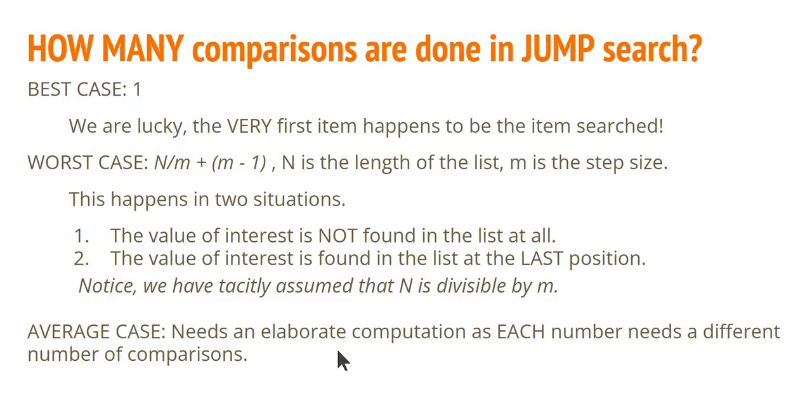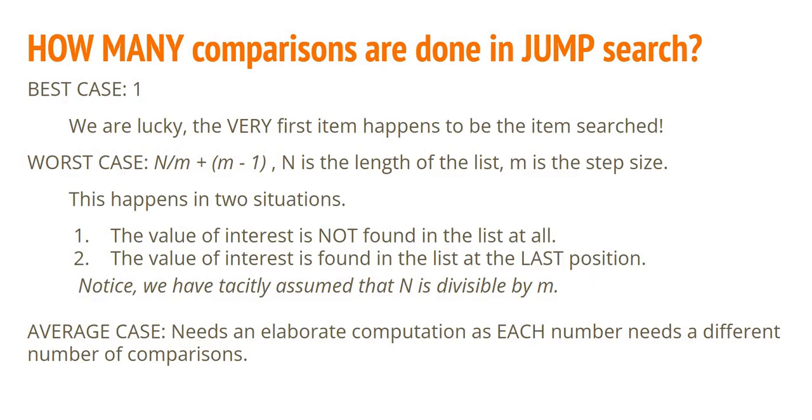Average case is quite involved, because it depends. Every number has a different number of comparisons being made. For example, let's say 30. It happens to be the grid. I get this in three comparisons. 39, on the other hand, will require, well, three, in fact 4, and then plus 1, 9, right? So that will be different. So basically we have to do a more elaborate computation, but again, worst case is what we can look at.